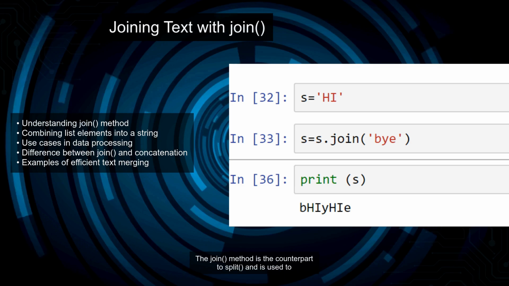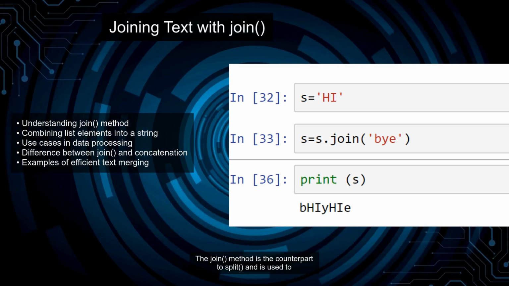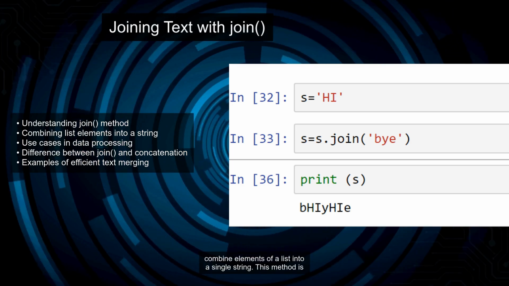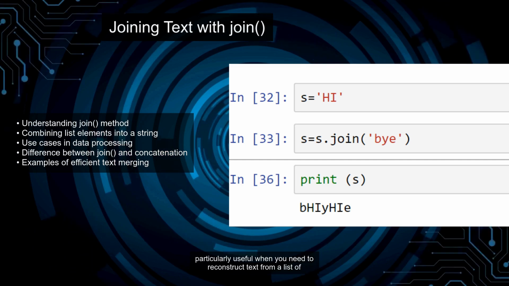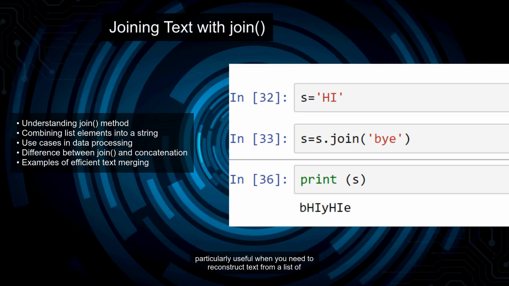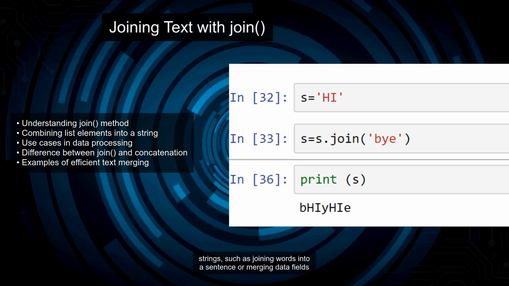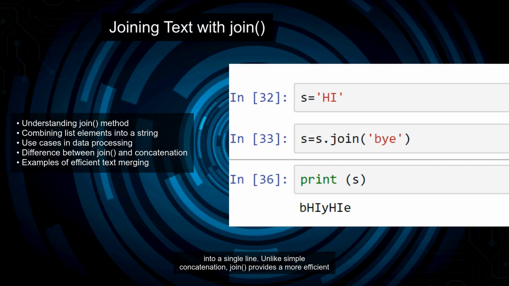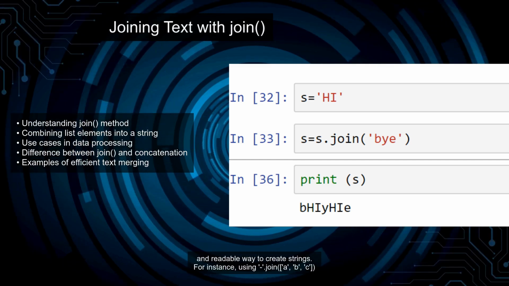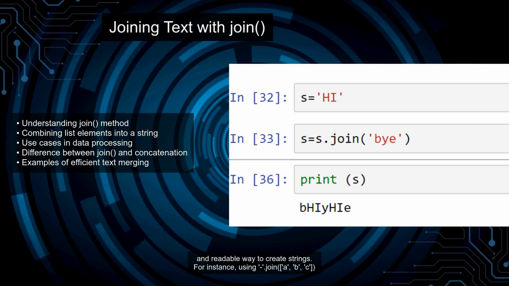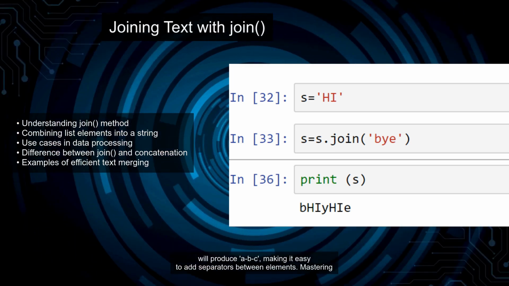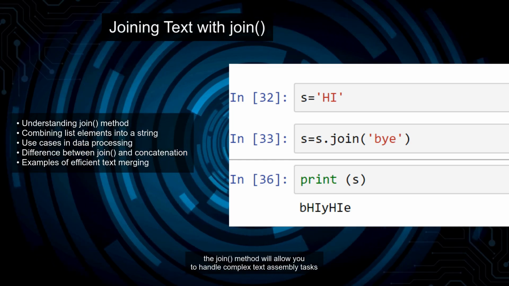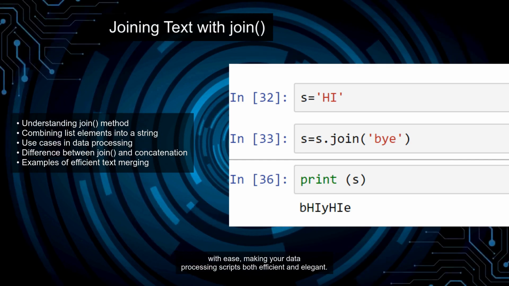The join method is the counterpart to split and is used to combine elements of a list into a single string. This method is particularly useful when you need to reconstruct text from a list of strings, such as joining words into a sentence or merging data fields into a single line. Unlike simple concatenation, join provides a more efficient and readable way to create strings. For instance, using a separator's join method on A, B, C will produce a string of A, B, C with the separator between elements, making it easy to add separators between elements. Mastering the join method will allow you to handle complex text assembly tasks with ease, making your data processing scripts both efficient and elegant.